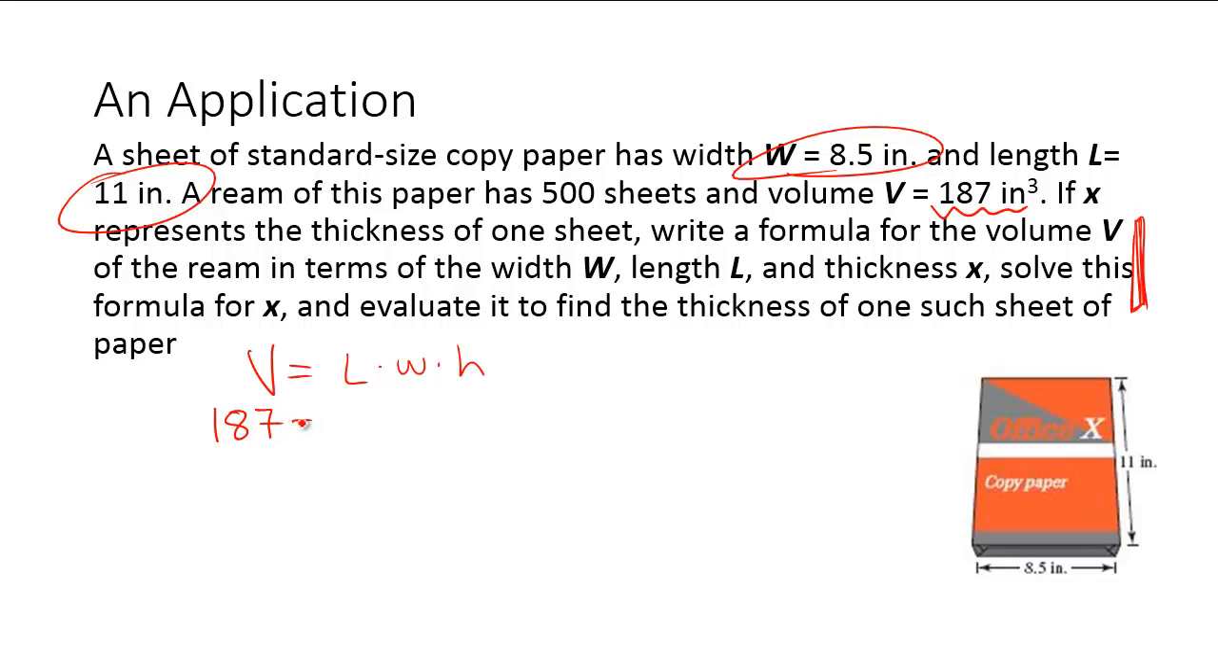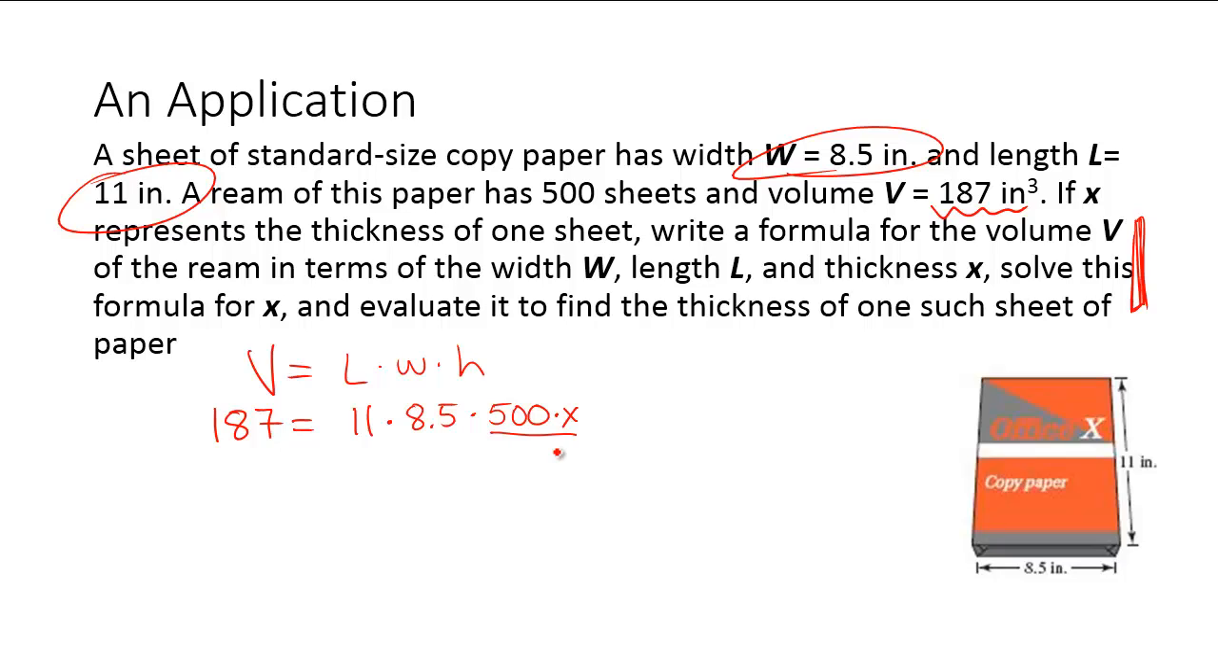Now we've got length and width and volume, so let's fill that in. 187 inches cubed. The other ones are in inches, we're good. Length was 11, width was 8.5. Now height will be determined by the number of sheets and the thickness of each sheet. So how many sheets do we have? Well, we have 500 sheets that are x inches thick each. So that there is our height.